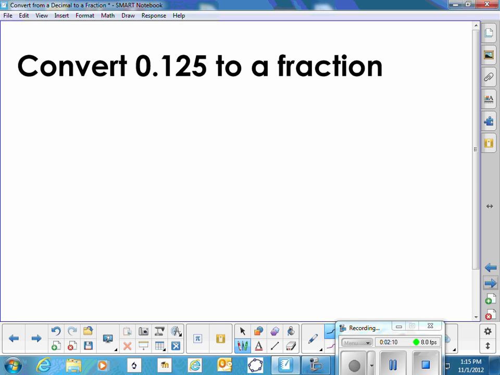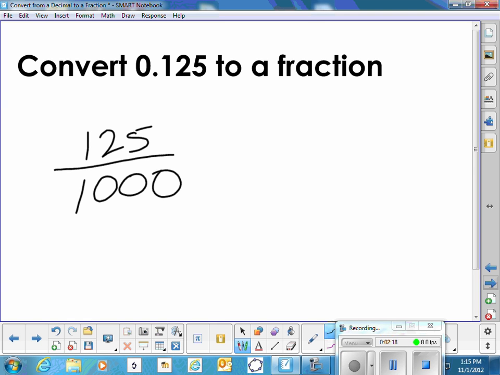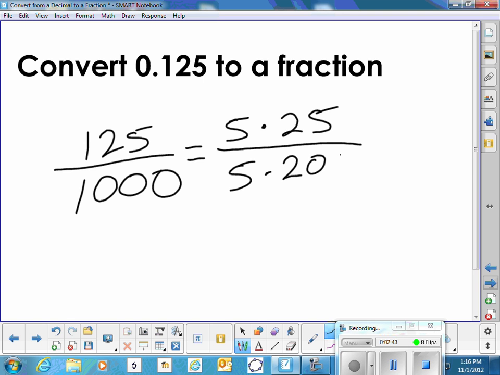0.125 could be written as 125 over something that would move the decimal 3 places to the left. That is dividing by 1,000. So then I just have to reduce that fraction. I can see that this 125 ends in 5, so I know that 5 is one of the factors. If I divide 125 by 5, I get 25. So 5 times 25 is 125. 5 times 200 is 1,000. I could just divide that 1,000 by 5 to find the 200.